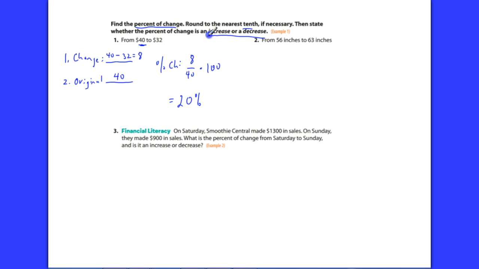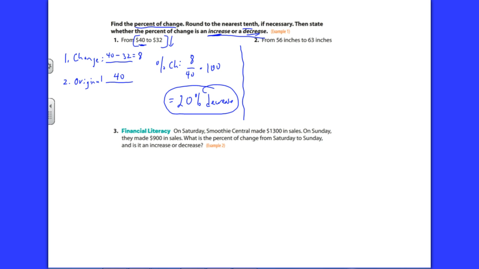Now it says, was this an increase or a decrease? Well, look back at the original problem. If it went from 40 to 32, did that go up or down? It went down. So this is a 20% decrease. To answer that, and you do need to say if it's an increase or decrease, you look back at the original like that. And there you have it. There's number 1. It's that simple.